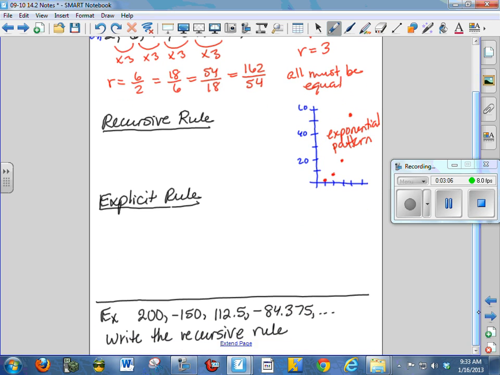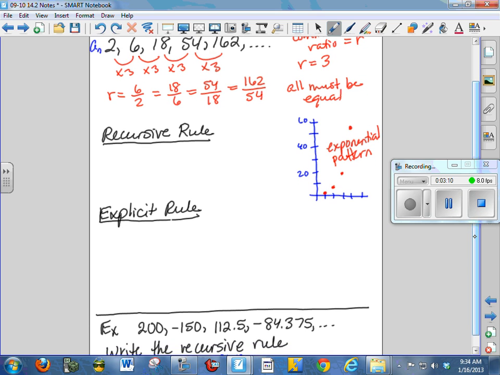Now to write a recursive rule, we think in our heads, start with 2 and multiply by 3 each time. So we say a sub 1 is 2, and a sub n is the previous term, a sub n minus 1, times 3. So remember, we have to say for n greater than or equal to 2, then we use our rule. So there's our recursive rule. Remember, you have to write the whole thing for that to be the recursive rule.